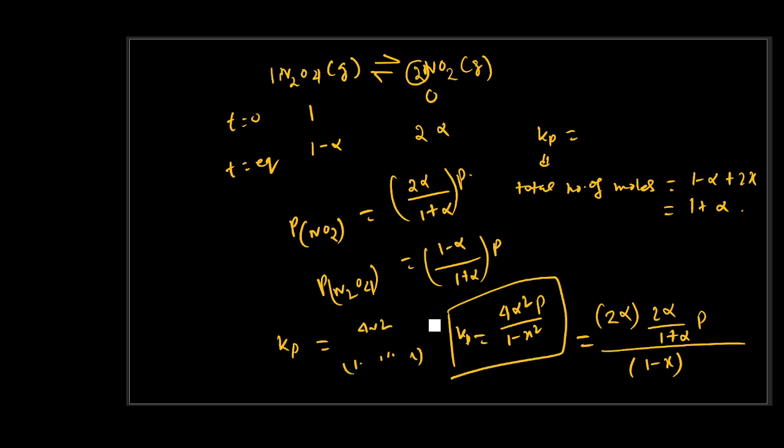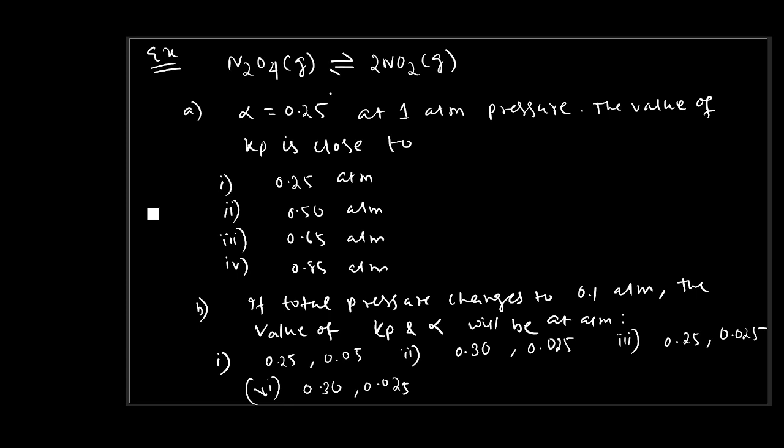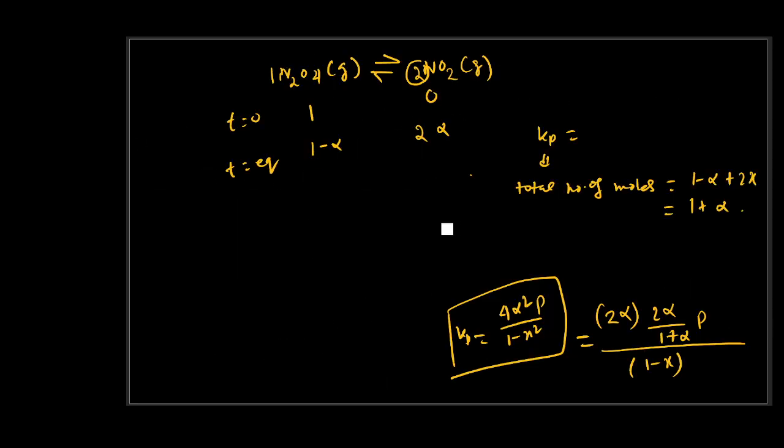So what do they ask? The value of Kp is close to, okay, and alpha is given 0.25 and pressure is 1 atm. So you get alpha equal to 0.25 and pressure equal to 1 atm. So you just put these values in the Kp expression.